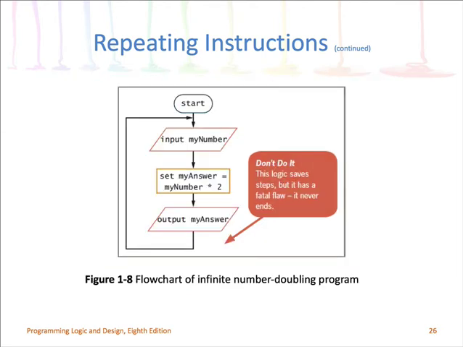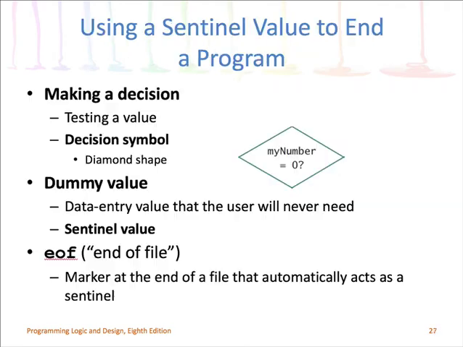So a better way to do this, or the first thing you might do, is say, okay, after I output the answer, I want the flow of control to go up right before I input my number. So this will input a number, double it, output it, and do that forever. So you have an infinite loop. When you did the 10,000th number, it would want the next one and the next one, and it would just keep running. So, good idea, but you create something called an infinite loop.